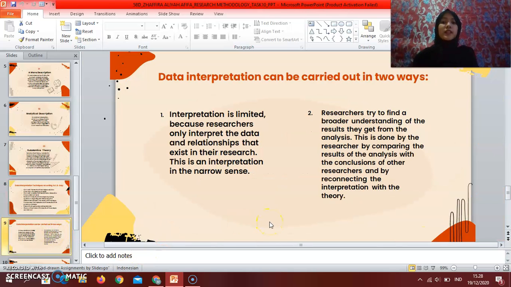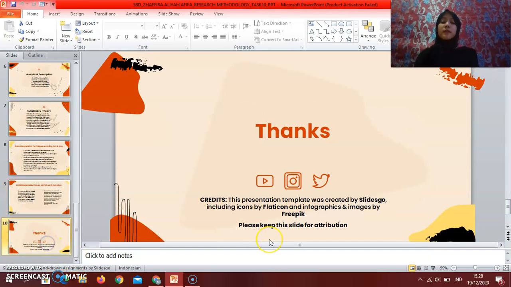And also, data interpretation can be carried out in two ways. First is interpretation is limited, and second is researchers find a broader understanding of the results. So, I think that's all for my presentation.